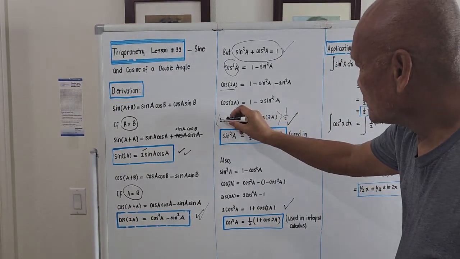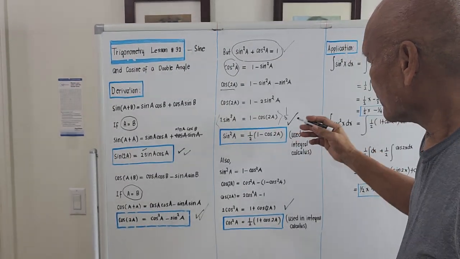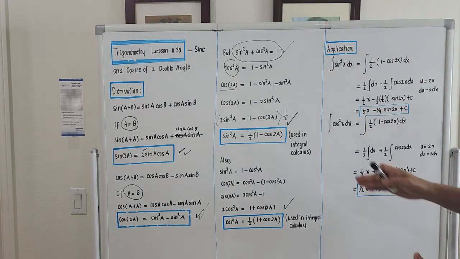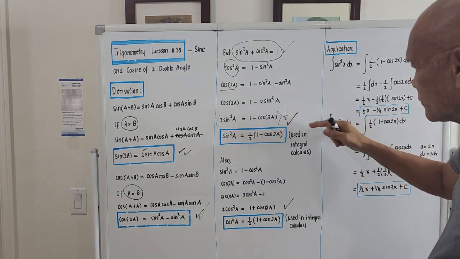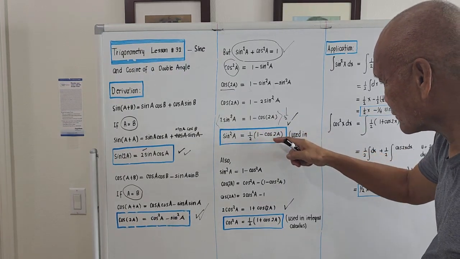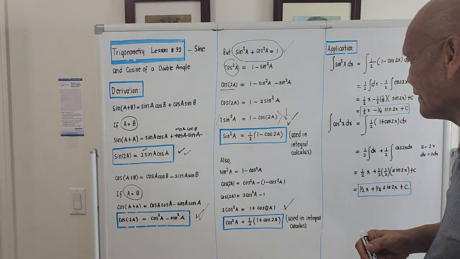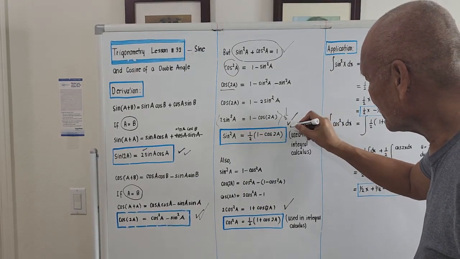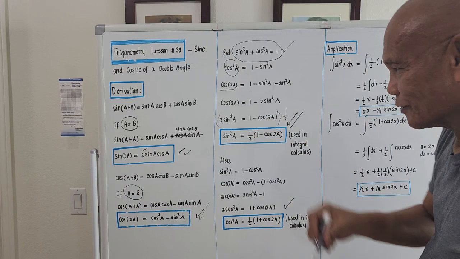See? So these two here cancel with this. So sine square of angle A now will be equal to, the total value of the right hand side should be multiplied by 1/2. So this is 1/2 times the quantity 1 minus cosine of twice A. Okay? This will be the third identity needed in the so-called study of integral calculus.